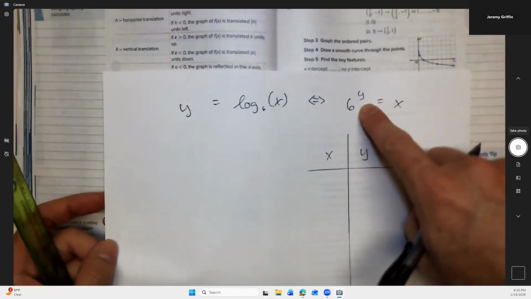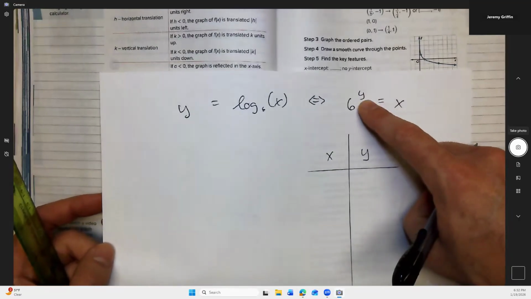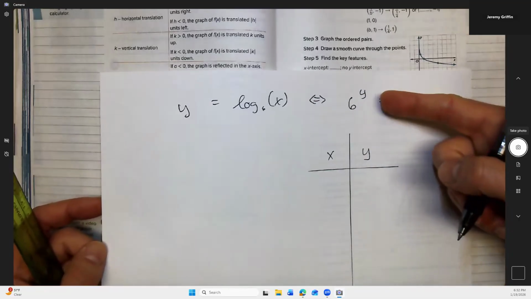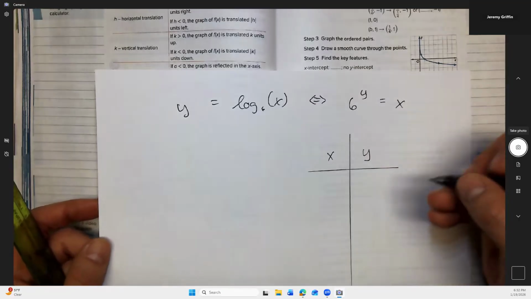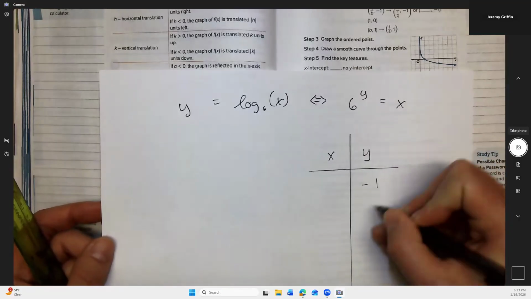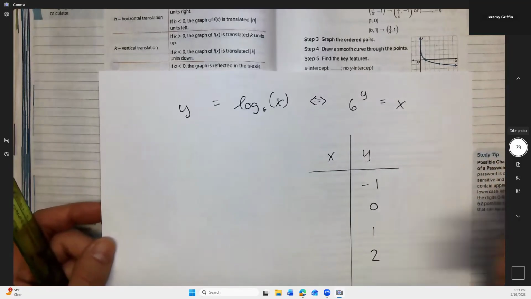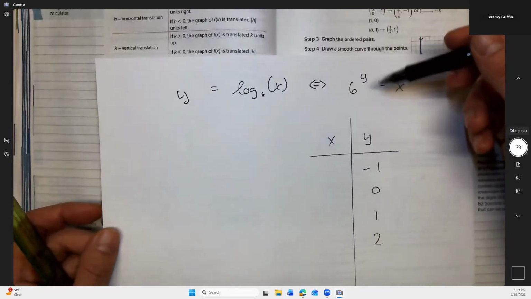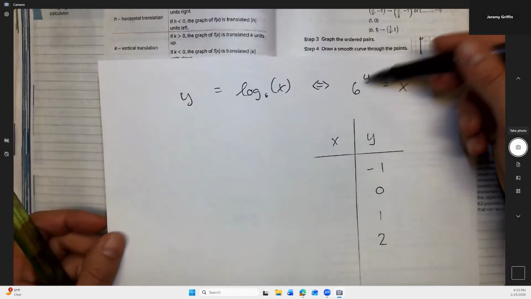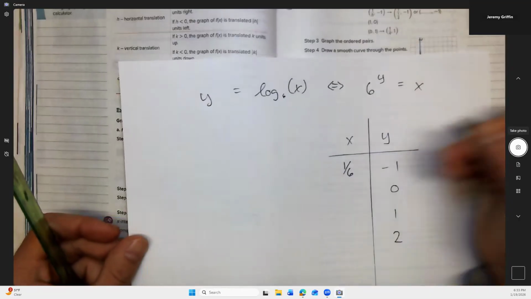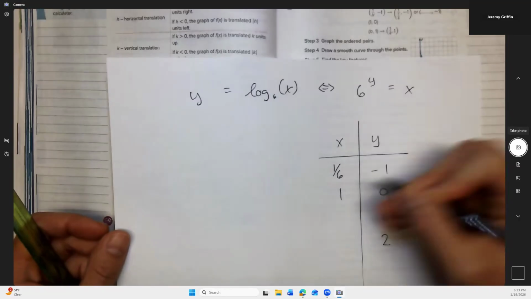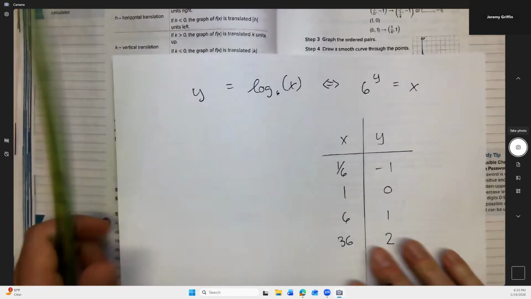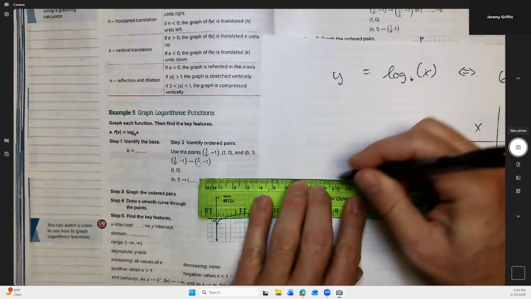Okay. Well, this exponential looks a little more familiar. We've been doing a lot more of these recently. Hey, maybe I could find some different values of y and see what naturally comes out for x. So let's go -1, 0, 1, 2. Let's try this, see what happens. If I plug in -1 for y, I'll get 6 to the -1, which is 1 over 6. If I plug in 0, you think 0 is 1. 6 to the 1 is 6. 6 squared is 36. Okay.